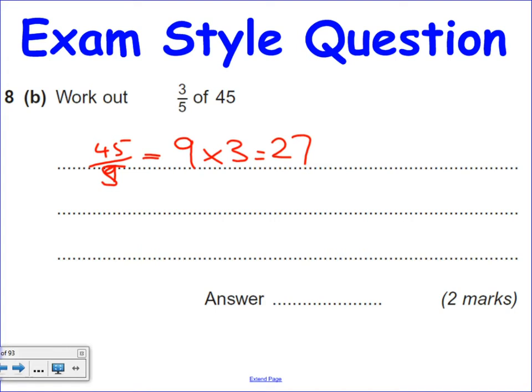Is that how you set it out? Yeah, I'm telling the examiner clearly I'm starting off with 45, and the first thing I'm doing is dividing it by the 5, because I've got this process. It gives me the 9, and then I'm multiplying it by the 3, which gives me 27. Working out. Yeah. And then when I write 27 there, I get the mark.